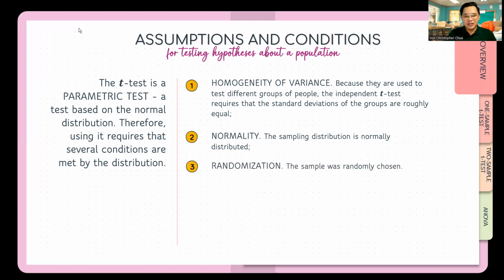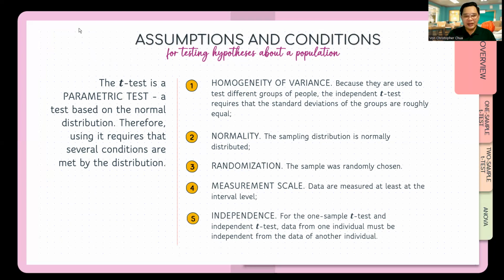The third condition that we need to meet is the condition of randomization. We say that for parametric tests, the sample should be randomly chosen. This is a condition that would be very easy to check. And then number four is that the data that we are interested in, or the random variable that we would like to test, is measured at least at the interval level. So it's either interval level data or ratio level data.